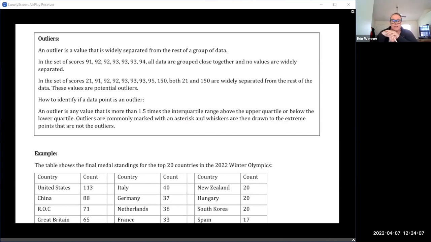An outlier is any value that is more than 1.5 times the interquartile range. So remember IQR, which we find by taking Q3 minus Q1, okay? It has to be 1.5 times that value above the upper quartile, or below the lower quartile. The outliers are commonly marked with an asterisk, and whiskers are then drawn to the extreme points that are not considered outliers. So I'm going to go through that in this next example.